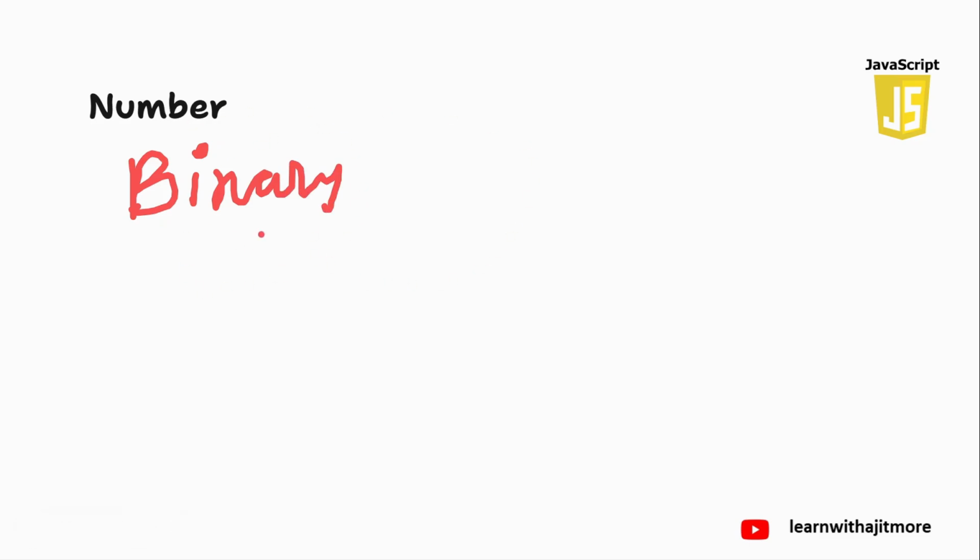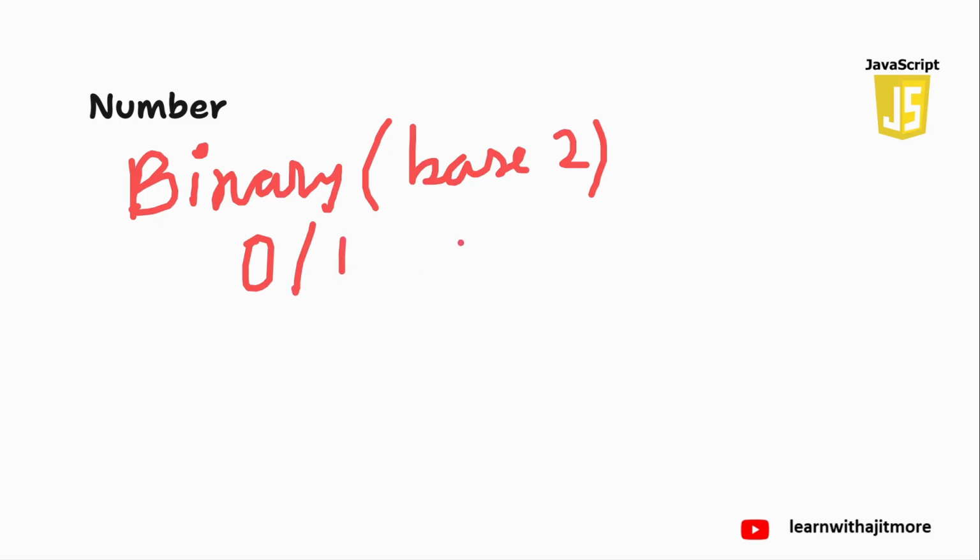Okay. Now in case of binary, it is base 2. Means in that number system, only two symbols or two digits are there. Which are the two digits? 0 and 1. So anything is formed with the help of 0 and 1. But it should be preceded with 0b. That b can be capital B or small b, doesn't matter. But you have to precede it with 0b. Then only it will be treated as binary.